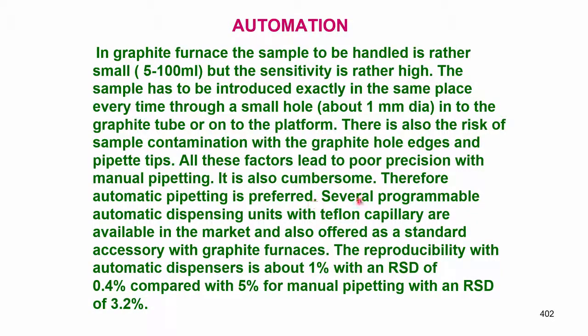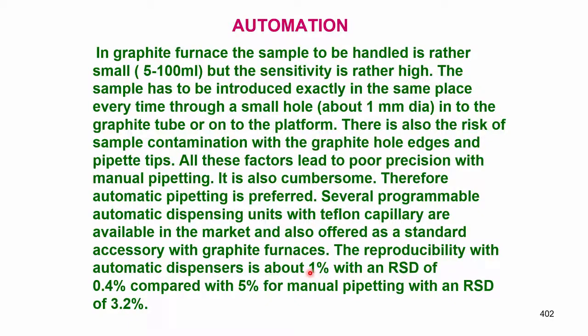This automatic pipetting concept is very new, and nowadays of course, it is being employed for all kinds of samples, including spectrophotometry, gas chromatography, HPLC, etc., but it all started with graphite furnace technology. This was around the 1970s, and several programmable automatic dispensing units are available now, and the tubes need to be made of Teflon, and they are available in the market, and also they are offered as a standard accessory in graphite furnaces.